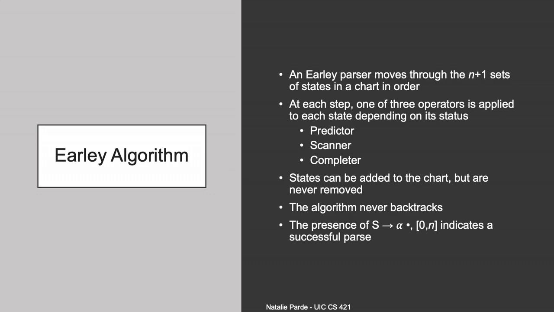An Earley parser iteratively moves through the possible states from start to finish, and at each state, one of three operators is applied depending on the current status. These operators are the predictor, the scanner, and the completer, and I'll describe each of them in more detail in the next few slides. Operators can add new states to the chart, but no states are ever removed, and the algorithm never backtracks. If we are able to complete a start state, that is, move the dot to the end of the production rule for a start state, then we have a successful parse.